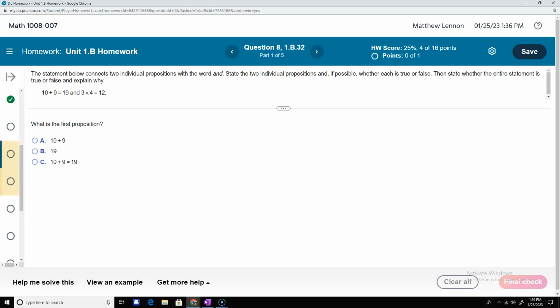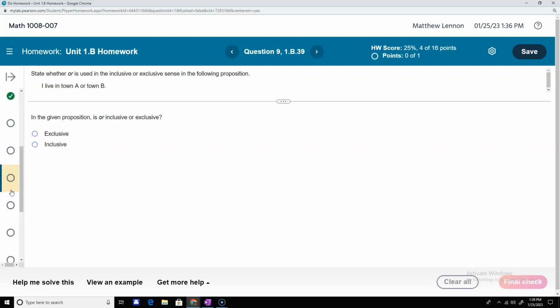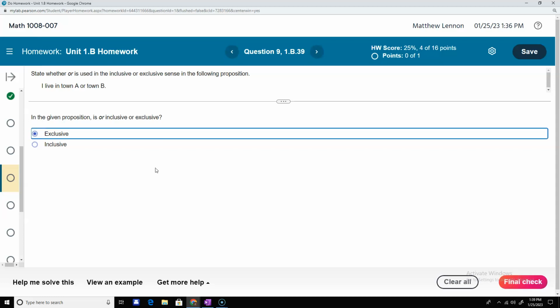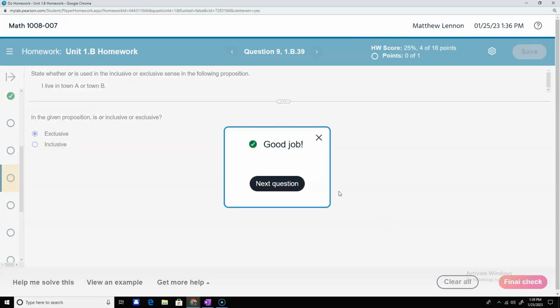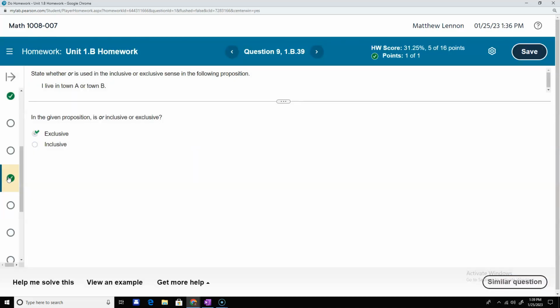Let's not go through all the parts of it. Let's maybe do one that's a little more interesting. Here's an or statement. State whether or is used in the inclusive or exclusive sense in the following proposition. I live in town A or town B. Well, in logic, we said it's always going to be the inclusive, but this sounds like a language thing, so I would guess this would be exclusive. You either live in town A or you live in town B. Again, that's a language type setting, not a logic type setting.